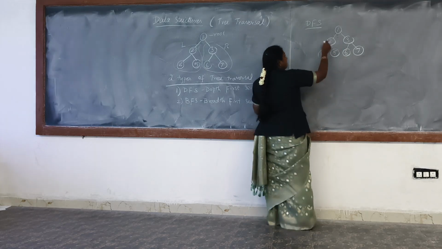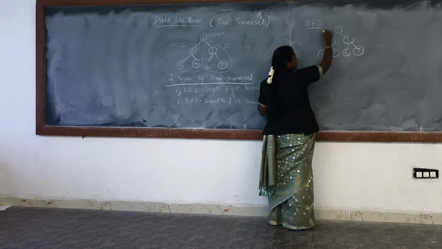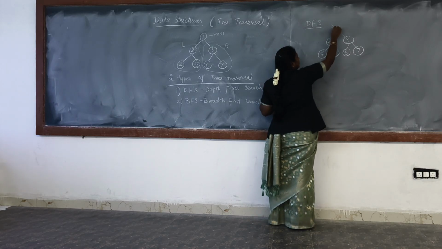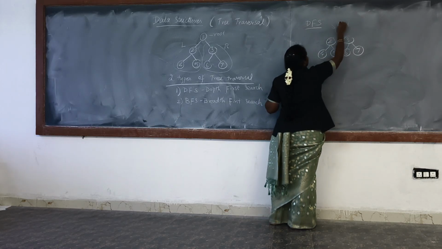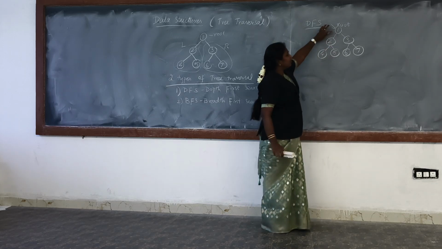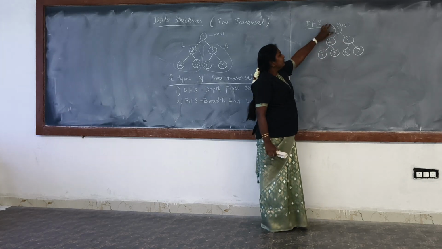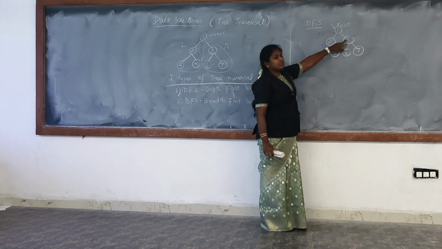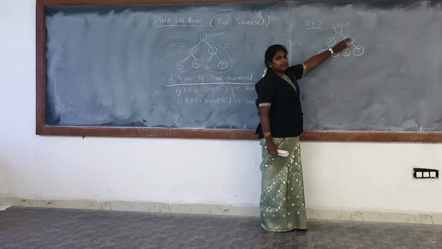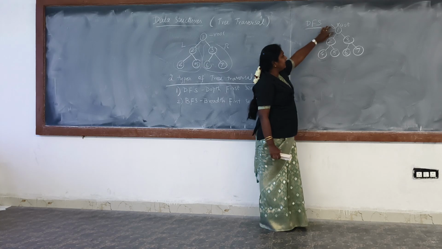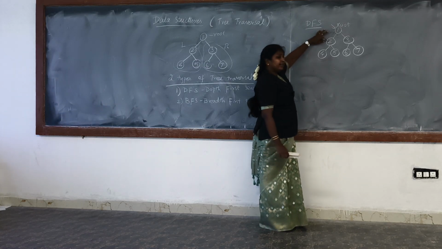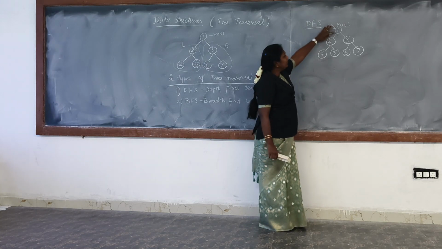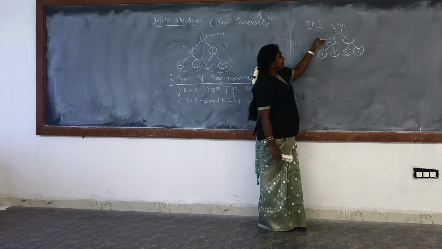Say for example, DFS is depth first search. So I'll start with the root node. So this is the root node. I'll visit 1 now, and then 2 is one branch and 3 is another branch. So this is the left subtree and this is the right subtree. So I can take the left subtree. So after visiting 1, I'm visiting 2.